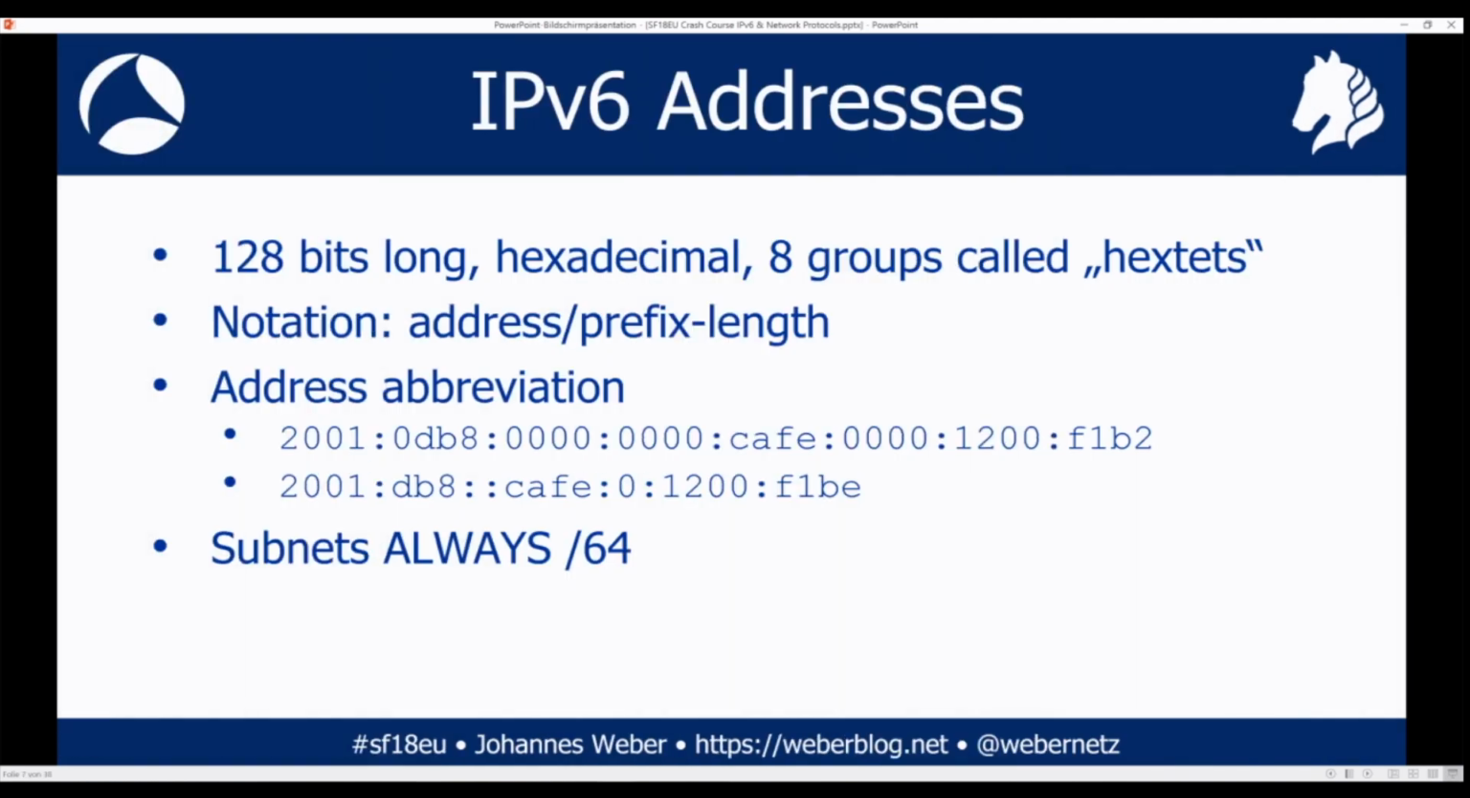IPv6 addresses are 128 bits long. They're hexadecimal. I think you all know that. We have 8 groups called hextets. So that's new. In IPv4, we call them octets. Now we have 8 groups, called hextets. We have the notation of address/prefix length. So we only have the concept of / notation, which is great. Again, in IPv4, you have these 255.255.255 and so on. Here we only have the / prefix notation, so you won't ever see an FFFF as the subnet mask or something like that. And we have 2 address abbreviations.